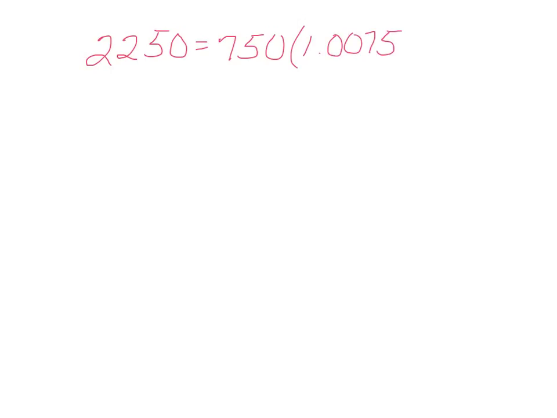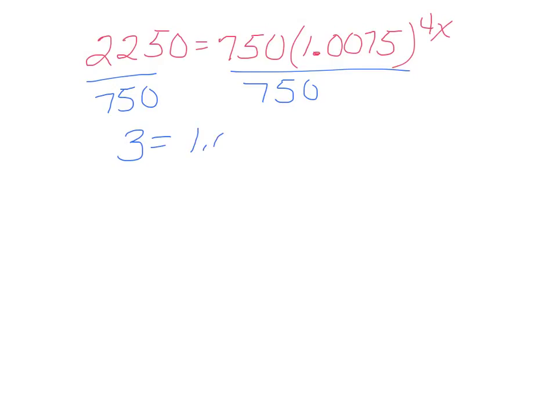If I have an equation that looks like this, 2,250 equals 750 times 1.0075 raised to the 4x. Solve for x. All right. The base is 1.0075. The exponent is 4x, so I need to get that isolated. So I'm going to divide each side by 750, and I get 3 equals 1.0075 raised to the 4x.